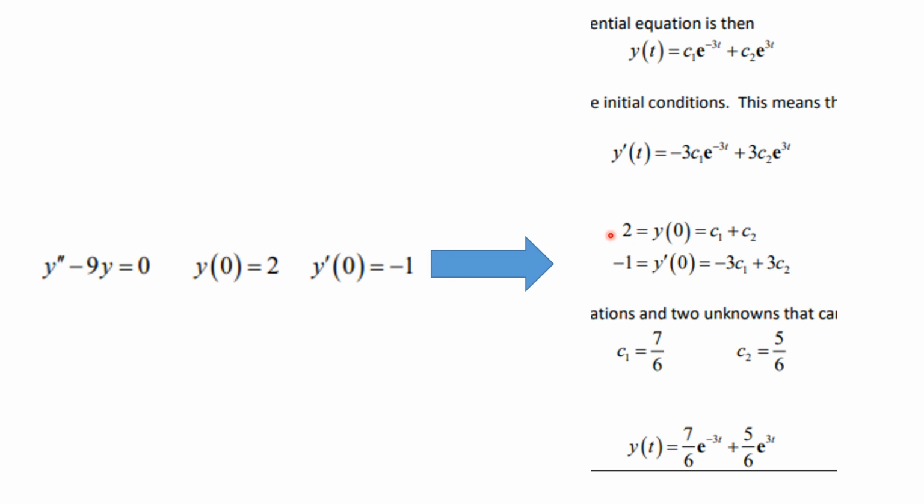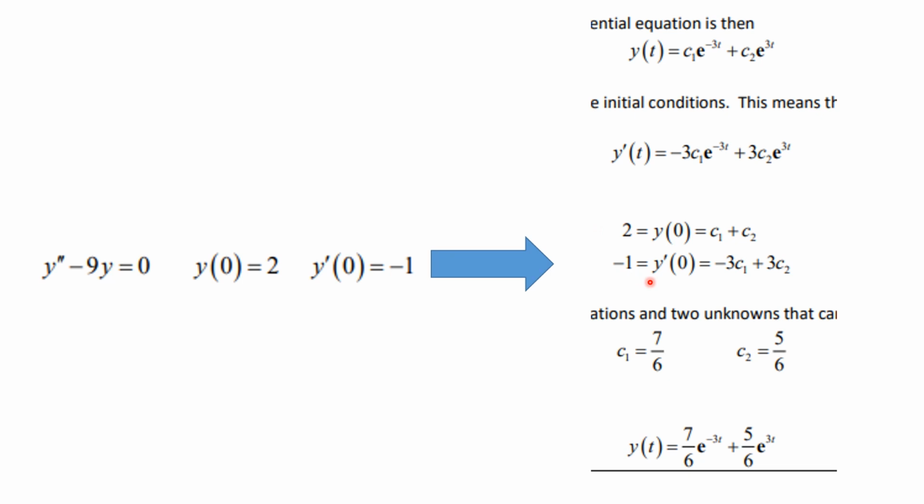Now, the next and last initial condition says that y prime at 0 equals 1. So I have to take the derivative of this, and if I take the derivative, I'm going to get minus 3 c1 e to the minus 3t plus 3 c2 e to the 3t. But I'm going to put 0 in there, and I'm going to set it equal to the initial value. So I get this equation. So you see what I have now is 2 equations and 2 unknowns.